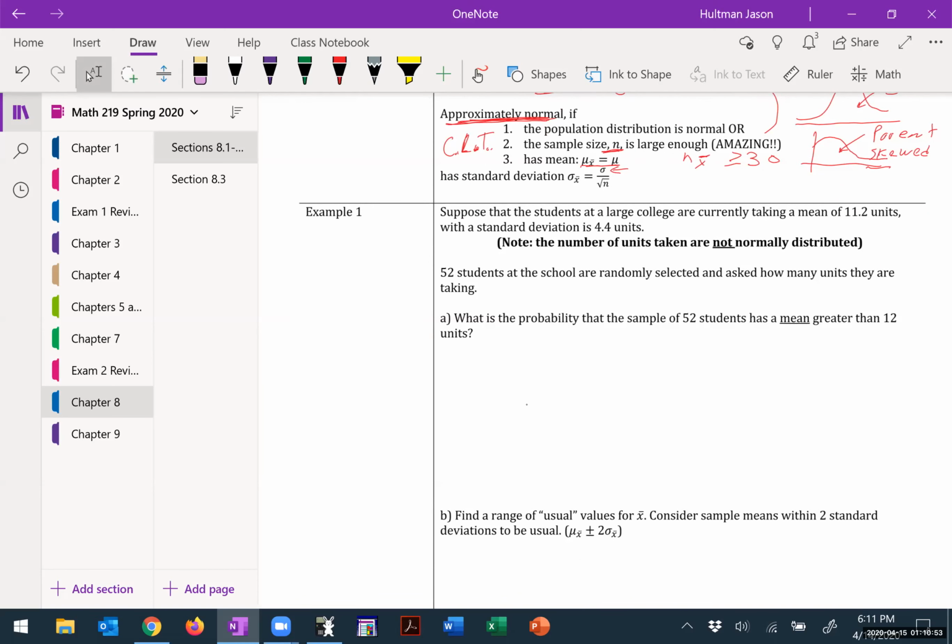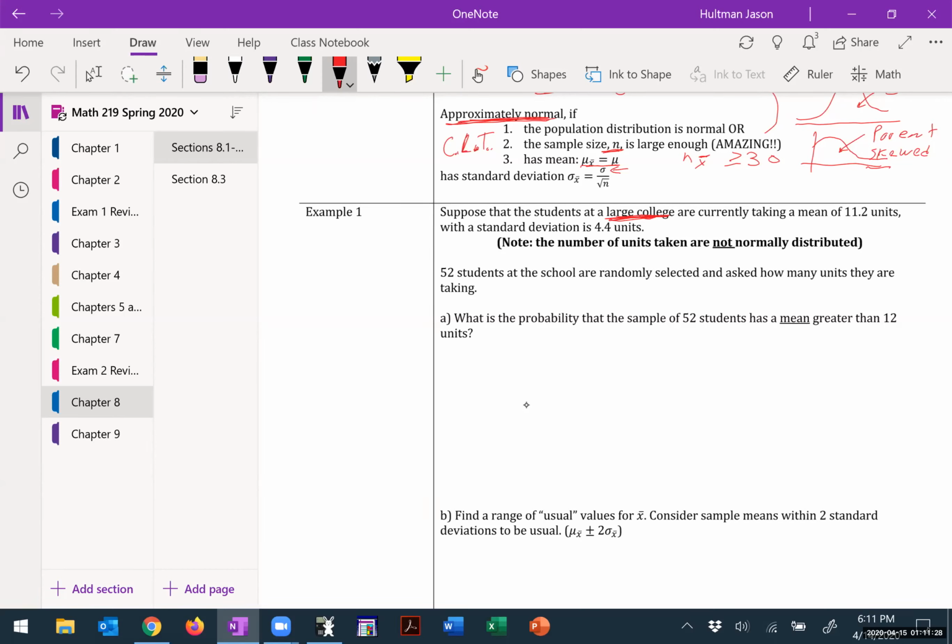Okay, example 1. Suppose that the students at a large college are currently taking a mean of 11.2 units. Okay, so this is a large college, right? So is this the sample mean or the population mean? Well, it's a population because it's all the students at a large college.